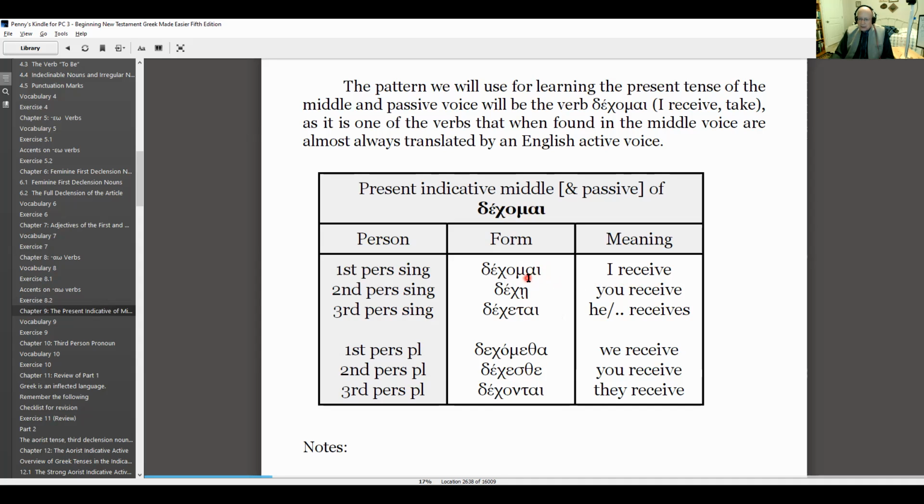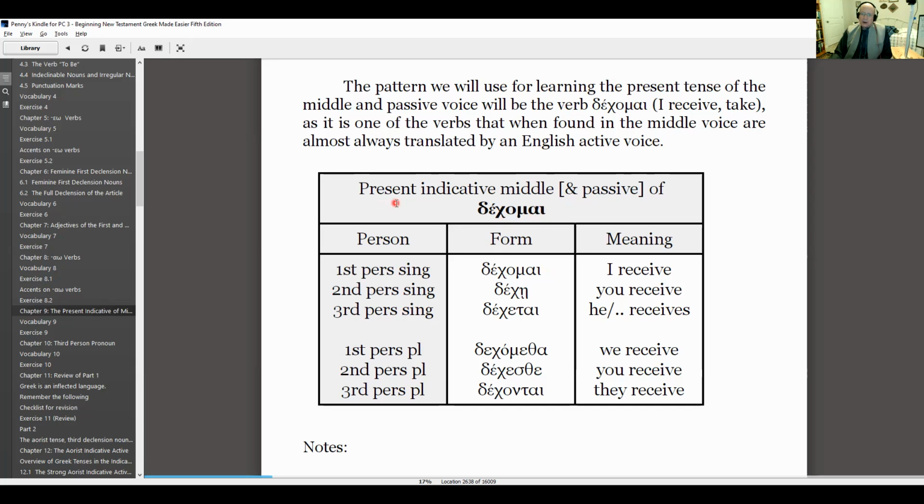This is actually what we call a middle, or in the present tense, it can also be a passive form. The middle and the passive forms of the verb dechomai are the same in the present tense. In fact, for many verbs like dechomai, the middle and passive forms are the same in the present tense, not in the other tenses. But the present tense is all we know right now.